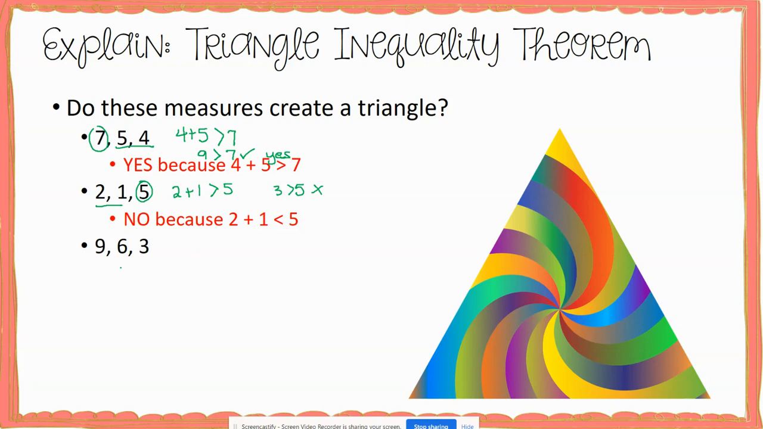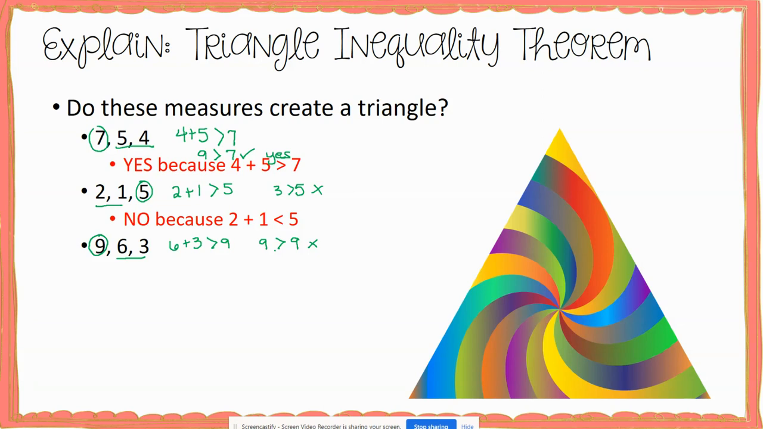For this problem, my shortest sides are 6 and 3, so I would add 6 plus 3 together. If they make a triangle, then they are going to be greater than the third side, which is 9. When I add 6 plus 3, I get 9. You have to ask yourself, is this statement true? Is 9 greater than 9? The answer to that is no, because 9 is actually equal to 9.